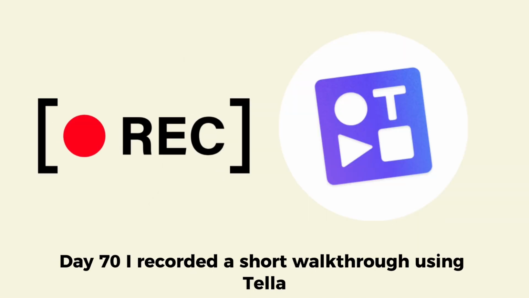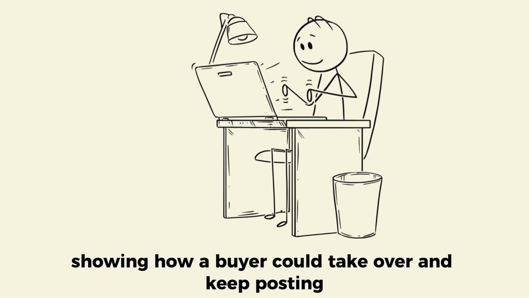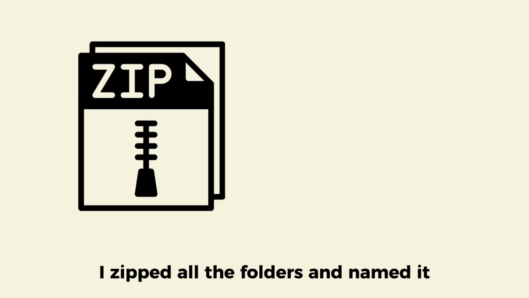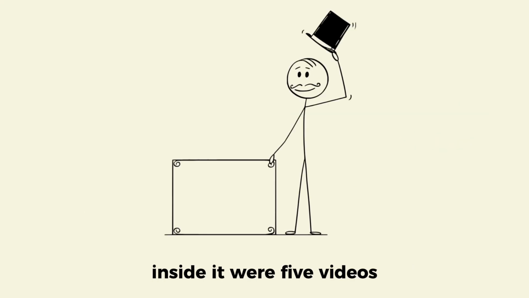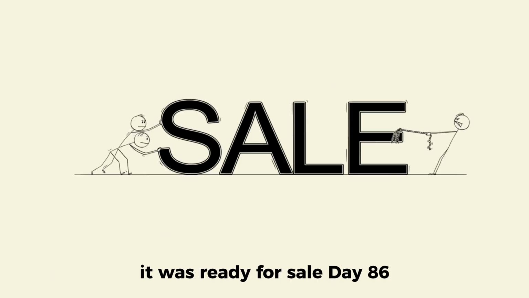Day 70. I recorded a short walkthrough using Tella. My screen showed the dashboard, templates, and channel analytics. I spoke clearly, showing how a buyer could take over and keep posting immediately. Day 75. I zipped all the folders and named it YouTube Automation DFY Package V1. Inside it were 5 videos, performance data, templates, and process docs. It was ready for sale.